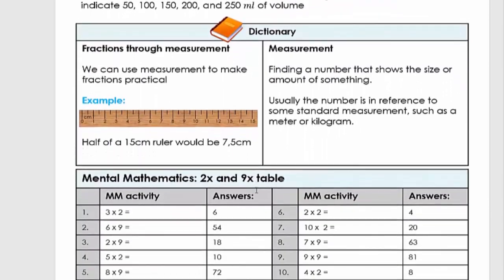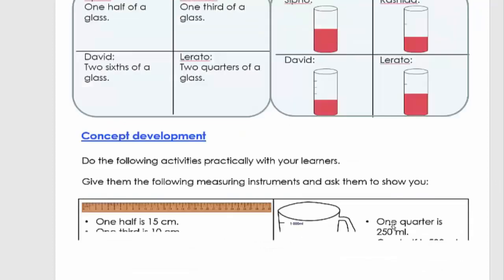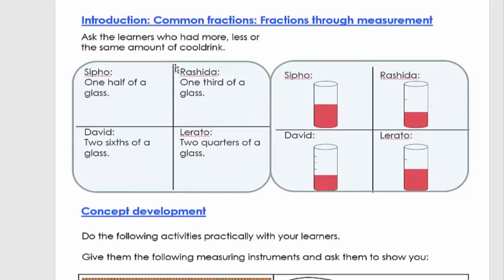Let's then go to the mental mathematics. The mental mathematics for today is we focus on the 2 and the 9 times table. I want you now to pause the activity and ask your learners or your child to complete these number sentences. You can pause now. Welcome back. I'm quickly going to reveal the answers, and then you can quickly mark it. Let's carry on with today's lesson.